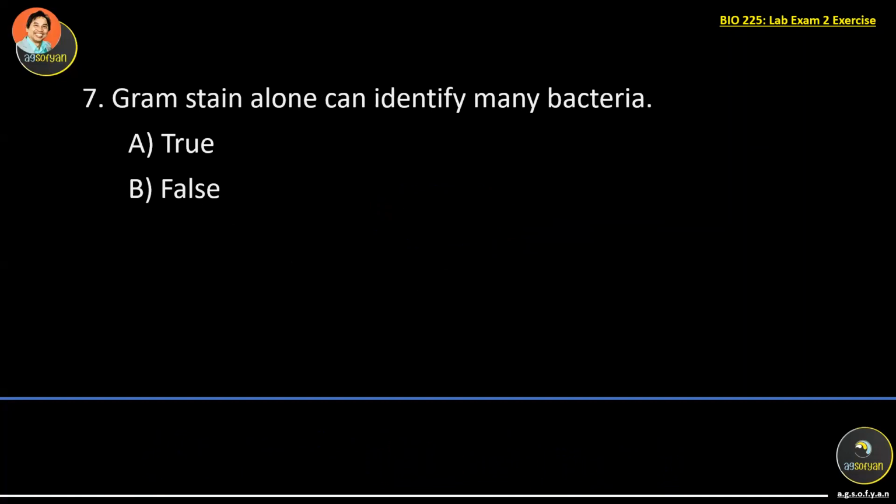Next one, gram stain alone can identify many bacteria. Yes or no? It is false. Okay, gram negative, gram positive, there are so many bacteria in this group. So gram stain alone cannot really identify the bacteria itself. It just identifies the group of bacteria, whether positive or negative.